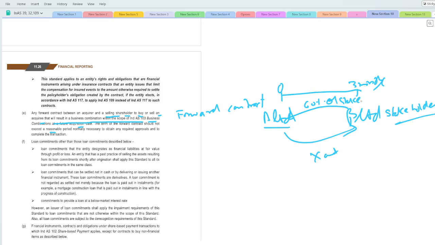So first thing, this is equity shares in this one, and here it is the cash. So that means it's a financial instrument, and both the legs are pending. So that is a forward contract. First, this is a forward contract, is a financial instrument.